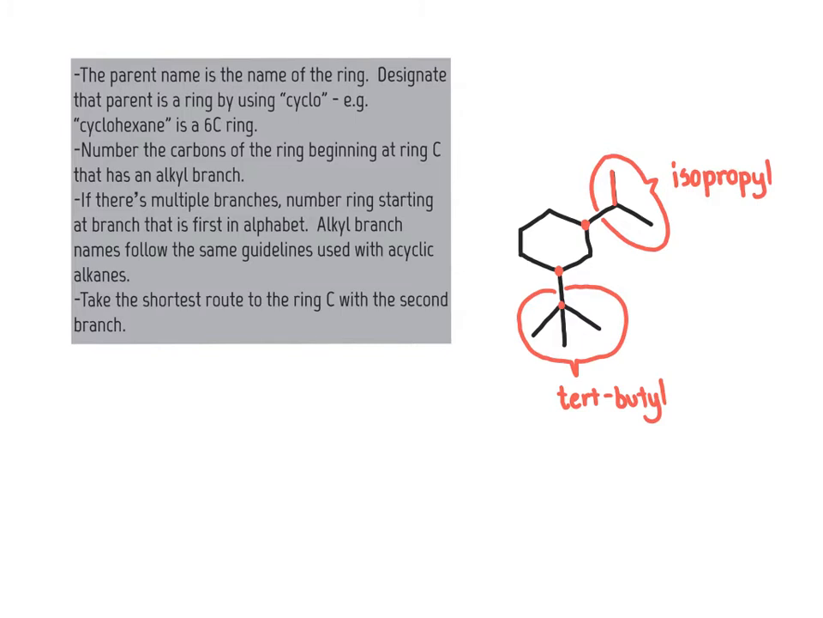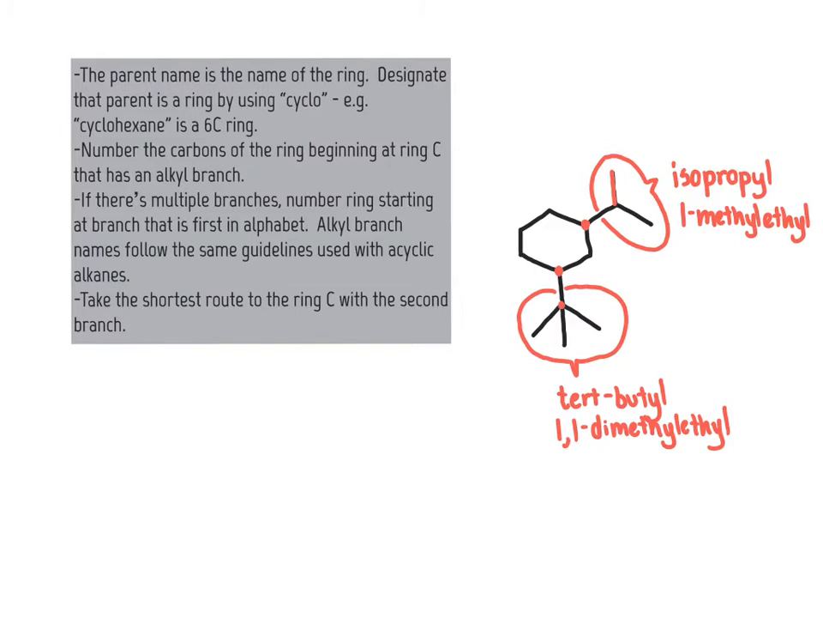We can also synonymously refer to these as a 1-methyl ethyl group, following the same criteria that we did for naming these branches when we were talking about acyclic alkanes. We can also synonymously refer to the tert-butyl group as being a 1,1 dimethyl ethyl group. So either of those two terms are acceptable, tert-butyl or 1,1 dimethyl ethyl, whichever one you like.